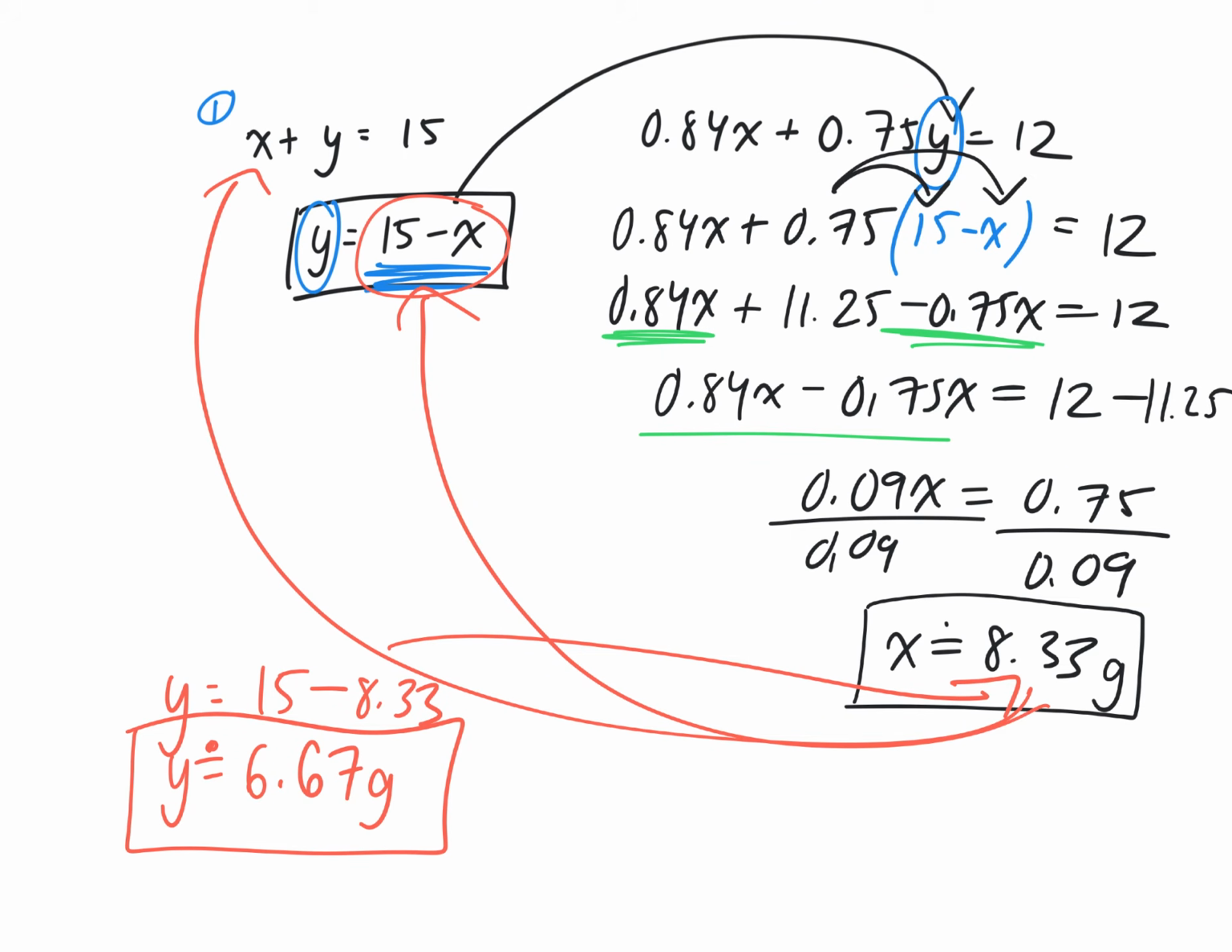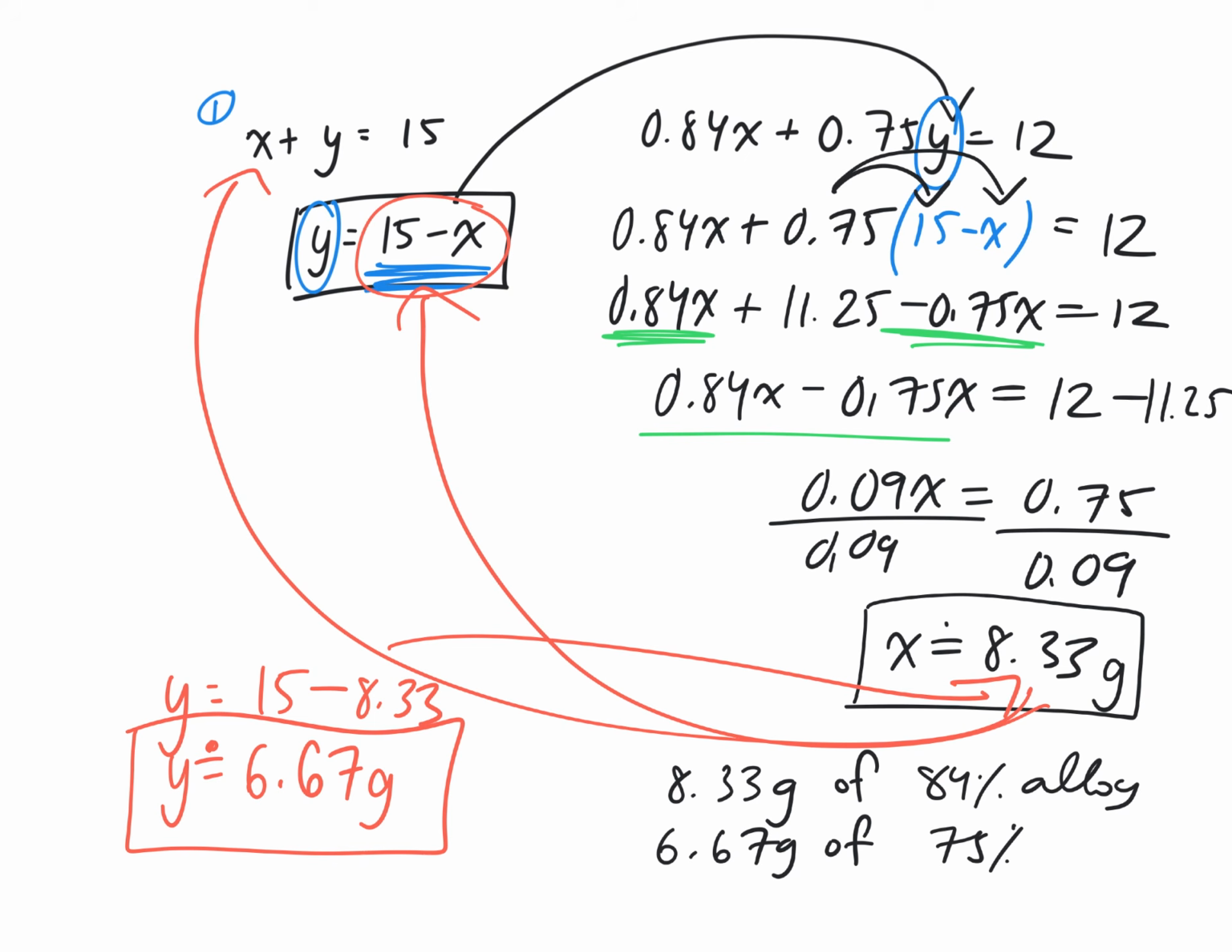So the question was, how much of each alloy should he use? He should use 8.33 grams of the first alloy, which was the 84% alloy, and 6.67 grams of the second alloy, which was the 75% alloy.